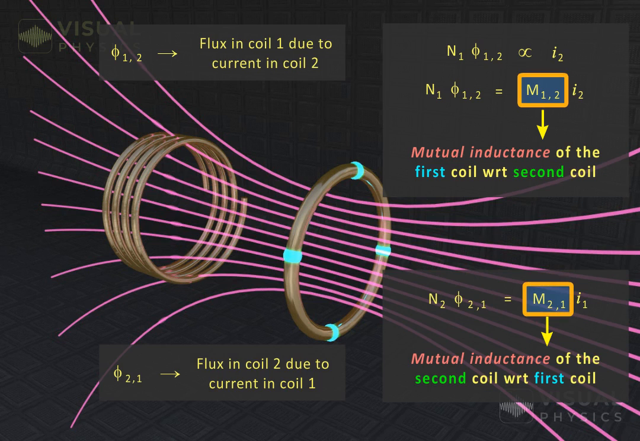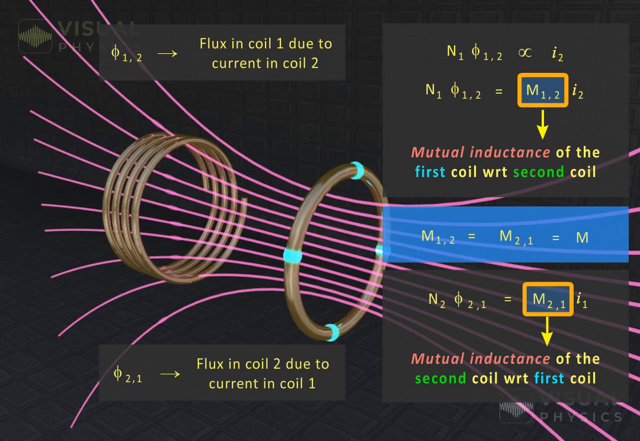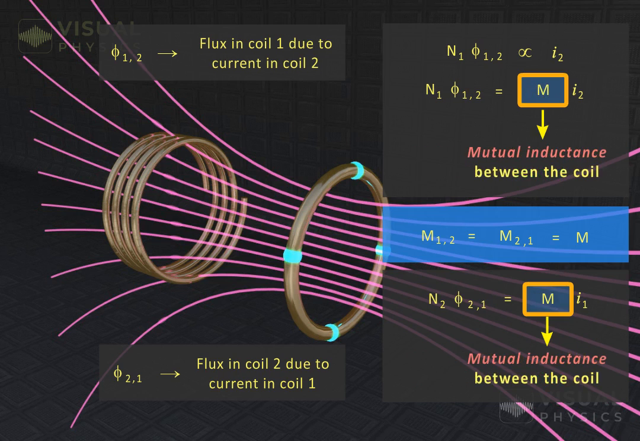Now, here these two mutual inductances may seem to be different, because in general, the coils are not identical, and the flux through them is different. But it has been experimentally verified that these two values are always the same. So we do not have to say mutual inductance of one coil with respect to the other. We can simply say mutual inductance between the coils, because it is equal both ways.